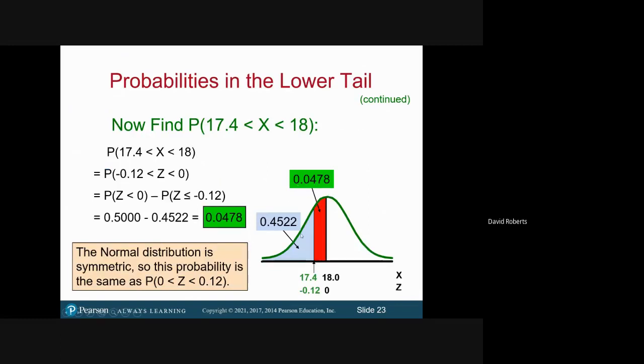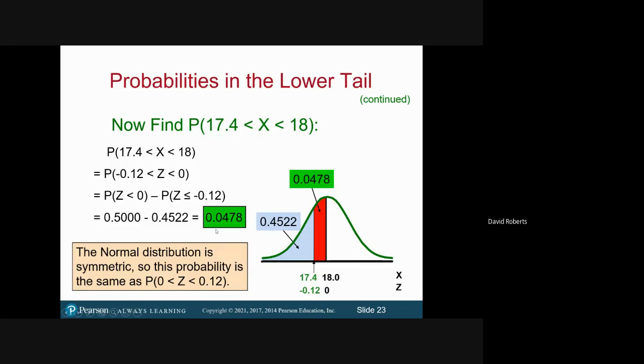So this is just different ways to dissect the curve, and you find the area between 17.4 and 18. Find the area, and you get a z-score of negative 0.12. You subtract that from 0.5, and that means the area from 17.4 to 18 is 0.0478.